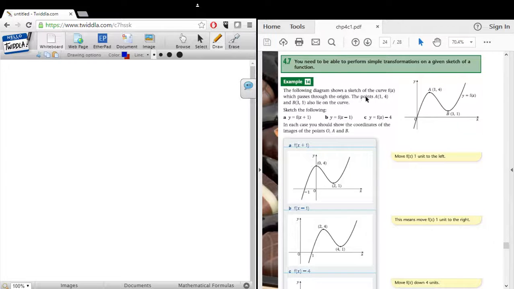The following diagram shows a sketch of the curve f(x) which passes through the origin. The points A(1, 4) and B(3, 1) also lie on the curve. Point to mention here, this is not a coefficient. You do not multiply A. You do not try to find out what A is in order to multiply the coordinates by it. It's not a scalar, right? It's just referring to the point A, okay? In this particular manner it is written out.